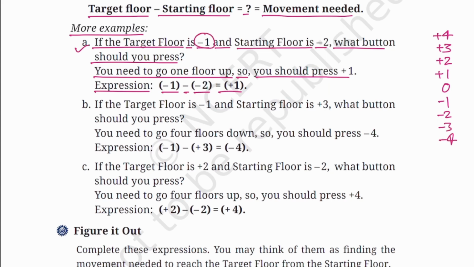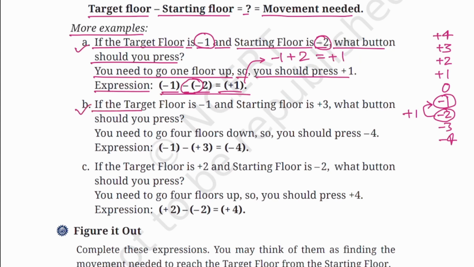Your target floor is -1 and your starting floor is -2. That means you have to move one floor up. The expression is here. -1 minus -2 is equal to +1. An easy way to understand this is if you see 2 minus signs, make it plus. The answer will be +1.